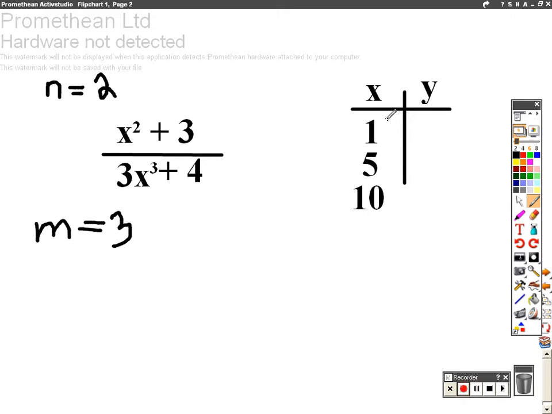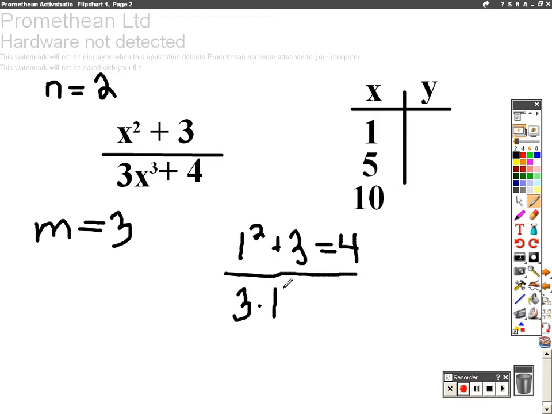So I picked some ordered pairs, and this is heading towards infinity because it's getting bigger and bigger. And I'm going to substitute in the numbers. So if I do 1, that's going to be 1 squared plus 3, which equals 4. And then I'm going to do 3 times 1 to the third power plus 4. Well, 3 times 1 to the third power is 3 times 1, which is 3, plus 4 is 7. And if I take out my calculator and do 4 divided by 7, I get 0.6.